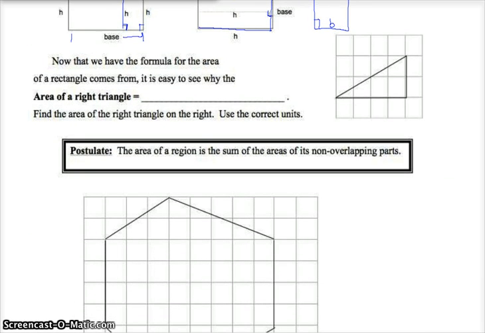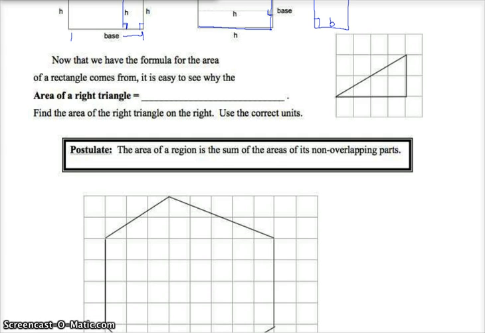Okay, so now that we have a formula for the area of a rectangle, it's easy to see why the area of a triangle is what? Well, if we made this a rectangle right here, and we split this rectangle with a diagonal, we now have two congruent what? We have two congruent right triangles. Both of these triangles are the same. Well, if the area of a rectangle is base times height, this right triangle right here is half of the area of the entire thing.